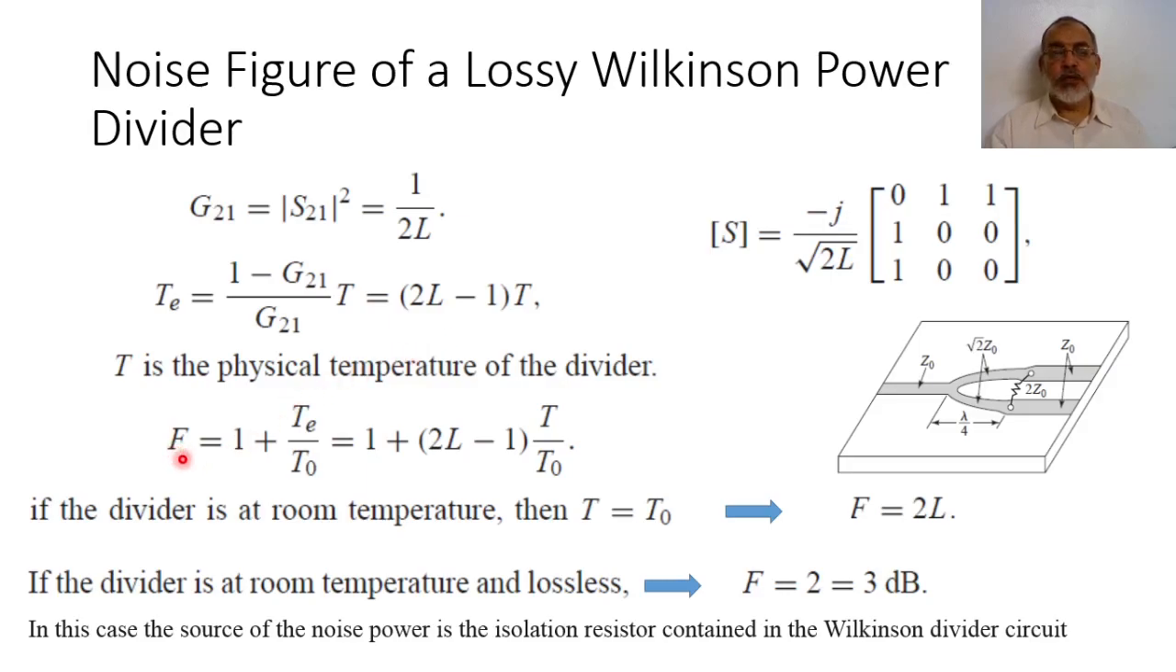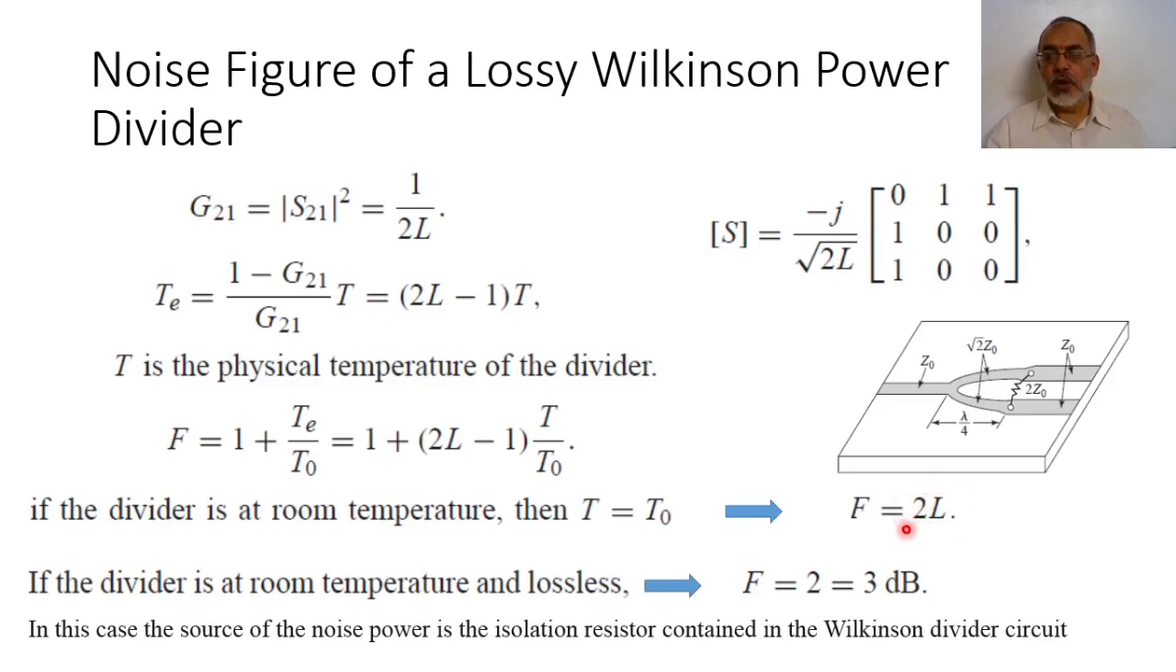Now, the noise figure of such a lossy Wilkinson power divider would be 1 plus the effective noise temperature TE over the room temperature T0. So it would be 1 plus (2L minus 1) multiplied by the temperature of the divider over the room temperature. If the temperature of the divider is the same as the room temperature, this would be simply T0 over T0. So if the divider is at room temperature, it would be 1 plus 2L minus 1, so the noise figure would be simply 2L. So the noise figure in this case would be 2 multiplied by L.